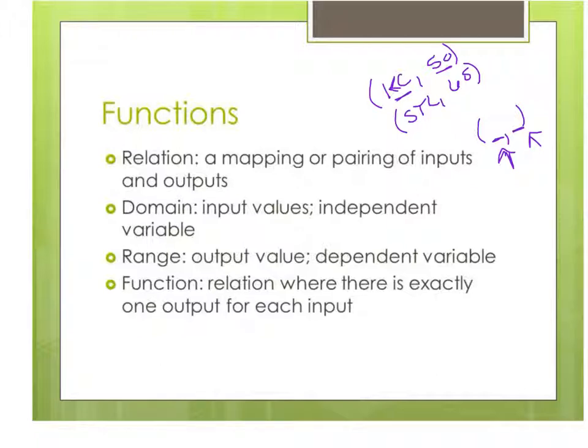And so we have a function when we have a relation where there's exactly one output for each input. So if I input Kansas City into the place, is it always going to output 50 degrees? No, so that's not going to be a function. But if I have y equals 2x, and I input 4, is it always going to output 8? Yes, so that's a function. Is the output always the exact same for the input?